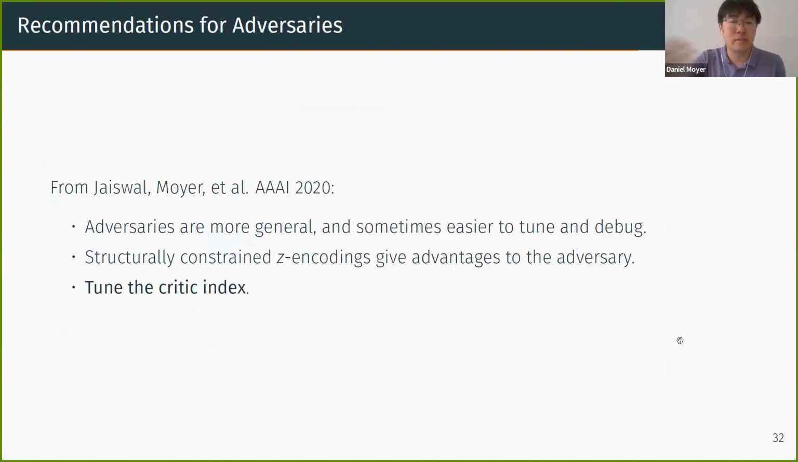So later we followed this up and showed that you can use adversaries, and they're much more general, but you need to tune the critic index. So you need to give the adversary, in this case, not in GANs, but in adversarial invariance, a lot more data than you do the main training step.